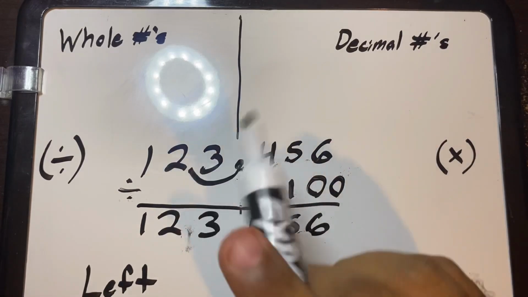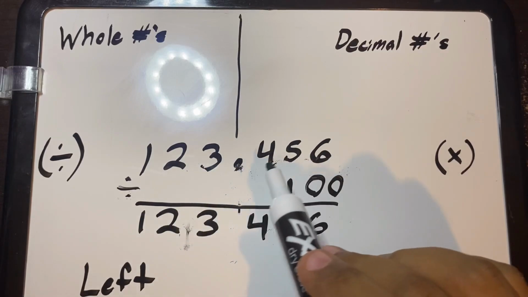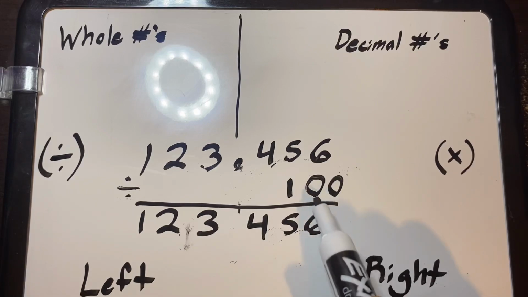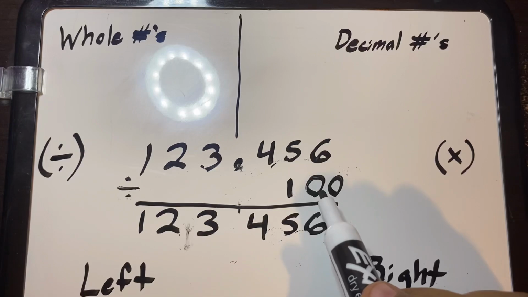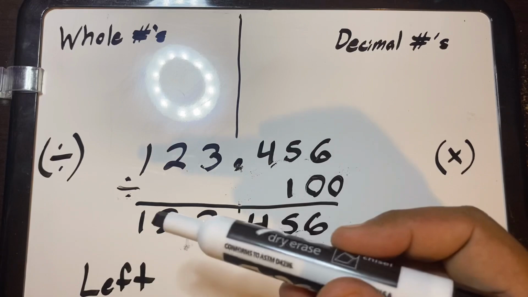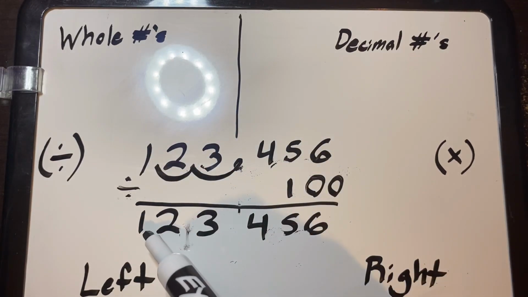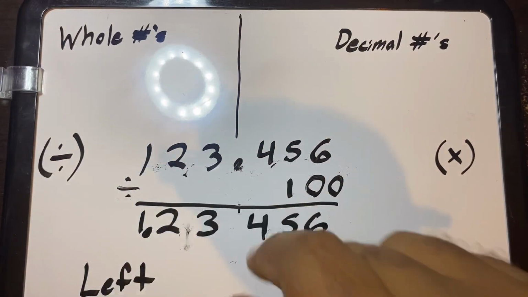Mr. V, what if instead of 10 it's 100? Simple. Instead of 10 and we put 100, it'll be 123.456 divided by 100. There are 2 zeros here, and we already know that this number divided by 1 is this number, and we have 2 zeros that are divided, so we're going to move this decimal point to the left 2 times. 1, 2. So now our answer is 1.23456.